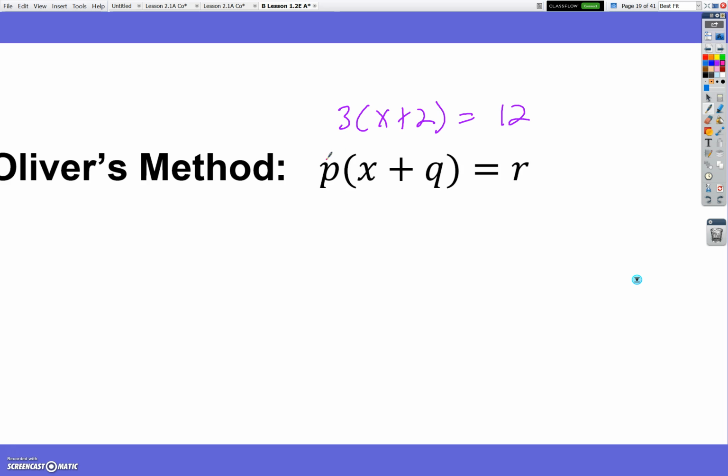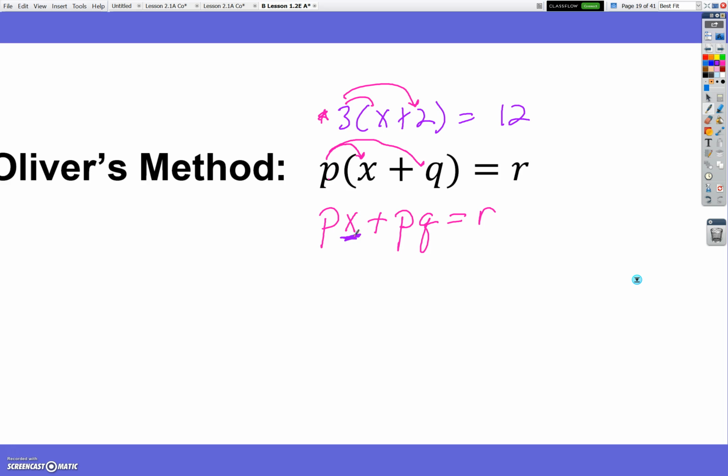So the first thing that Oliver did, if we remember, is he distributed that 3 to each one of those terms on the inside. P times x is px, plus p times q is pq, and that is going to equal r. I know it's tricky because we're dealing with just variables, but I want you to see it's the same step. If I gave you this problem, most of us would distribute to get 3x plus 6. Well, now what we did was distribute, and we got px plus pq. That equals r.